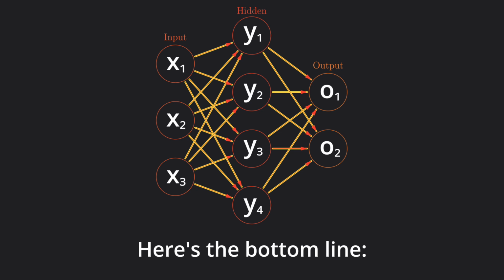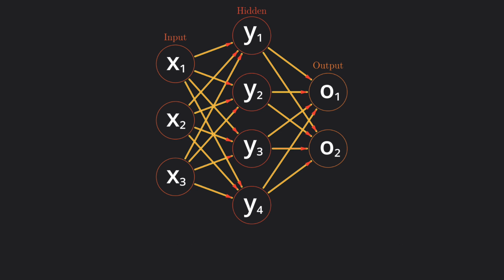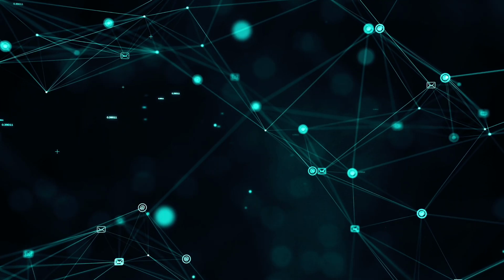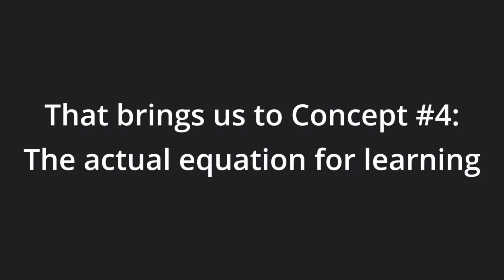And here's the bottom line. Adding nonlinear functions in between the linear regression layers is powerful. The model is now capable of learning a far more complex relationship. That brings us to concept number 4, the actual equation for learning.